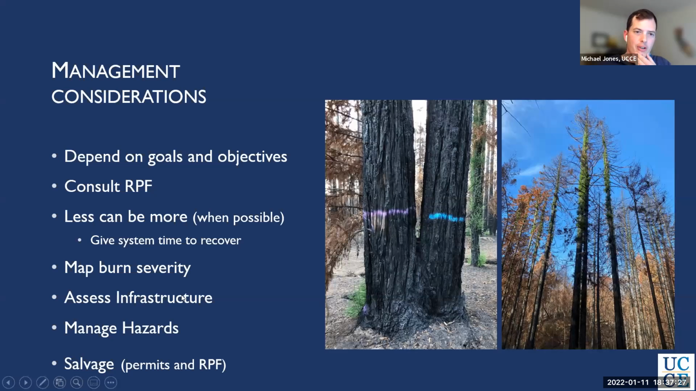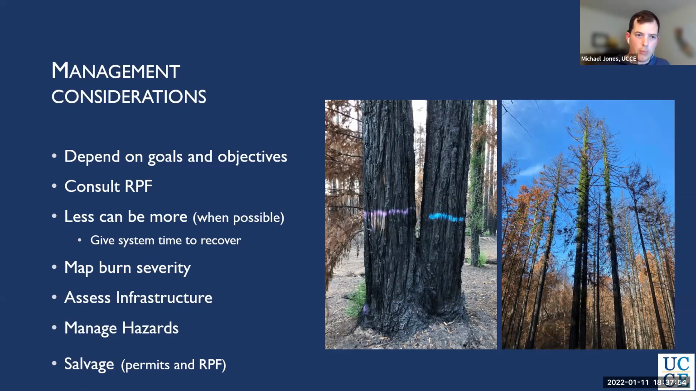So let's talk about management considerations. As you all know, this is our favorite term in the Forest Stewardship Workshop series. And also the same thing I say to every client I visit is how you manage your forest and natural resources depends entirely on your goals and objectives. If you're really serious about aggressively managing, then the first place that you need to go is to consult with a registered professional forester.